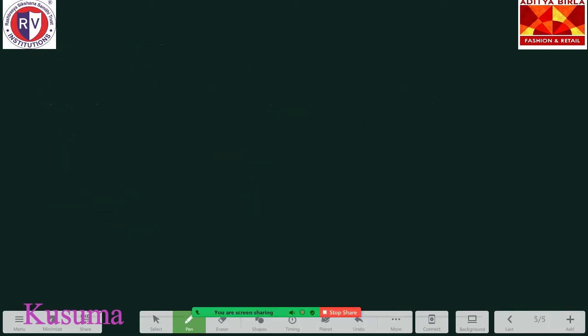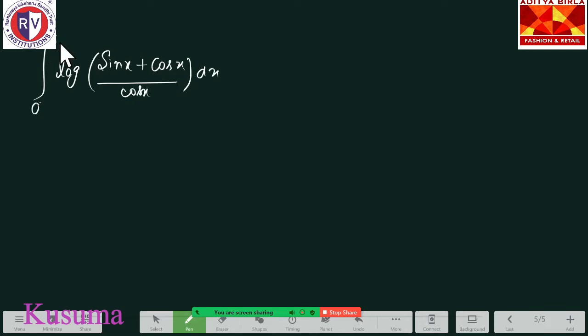Look at the next question. Integration of log of sin x plus cos x divided by cos x dx, sorry, integration from 0 to pi by 4. This will be equal to. So this was also a question in the year 2015.